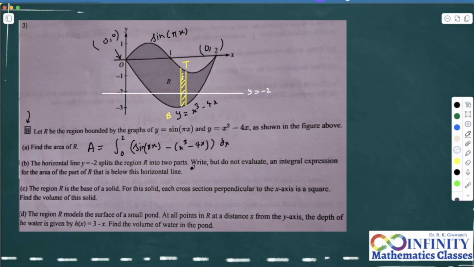No issues there. Right, now evaluate an integral expression for the area of the part R that is shown below the horizontal line. Okay, you need to talk about this line, this area. Are you getting the point? Let me just find out. So you need to help me in finding this area. This area is required.